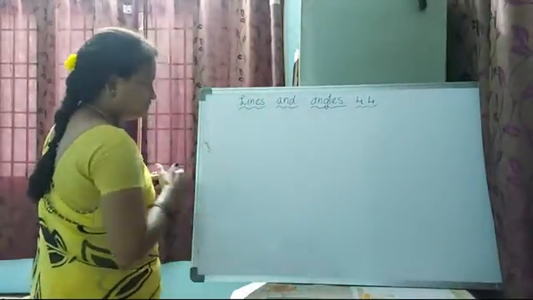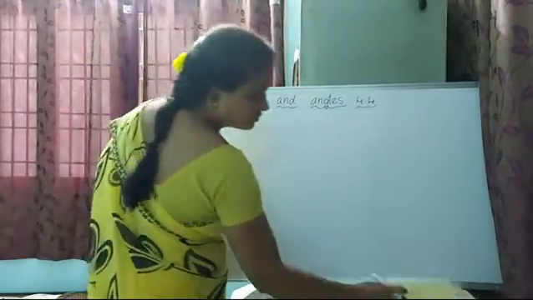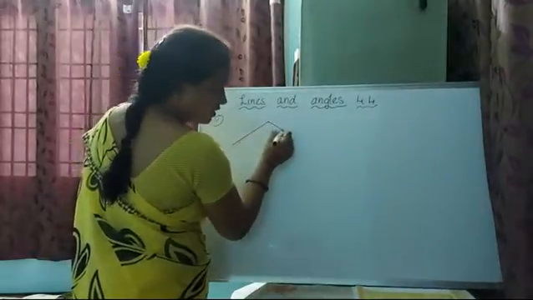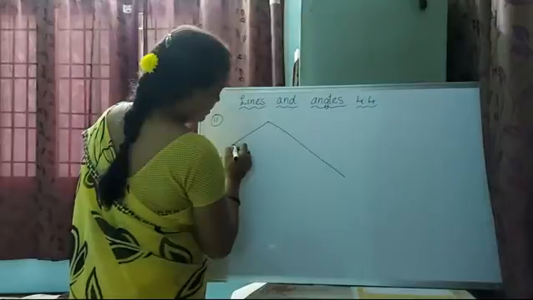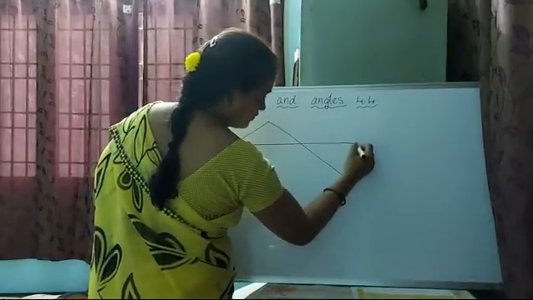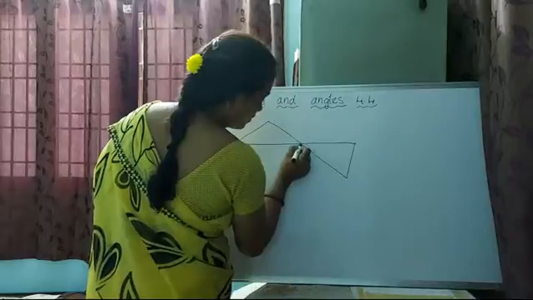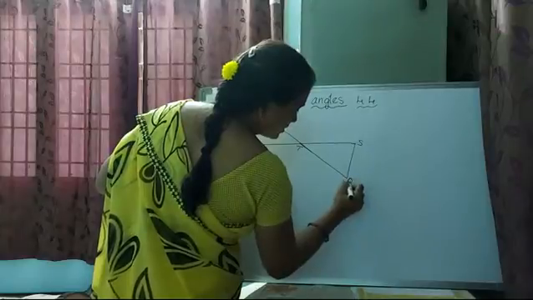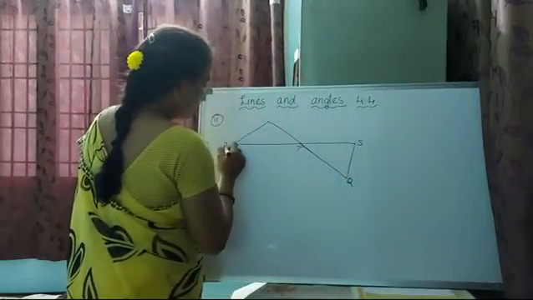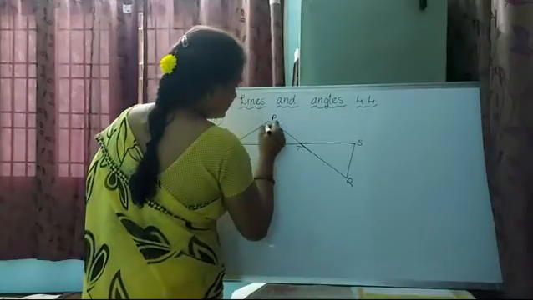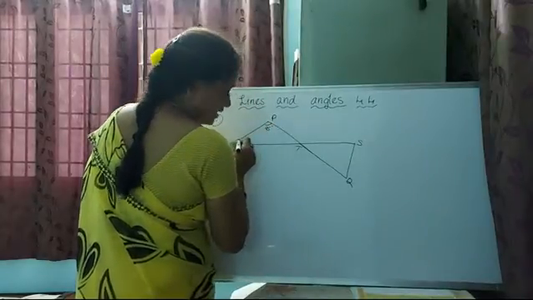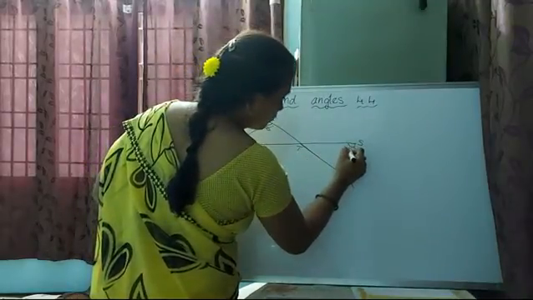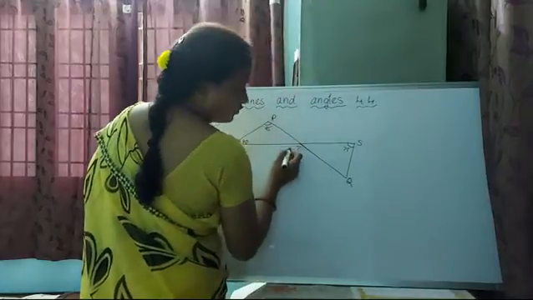That is the 11th one. See the 11th one. Here we have one triangle, with points T, S, Q, R, P. This is 95 and this one is 40. We don't know this one. This is 75 and we have to find it out.